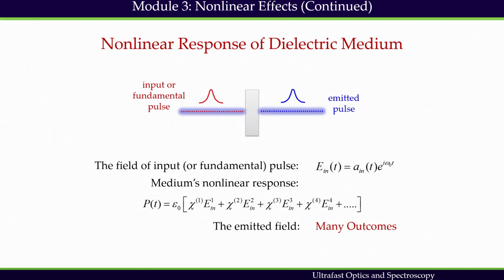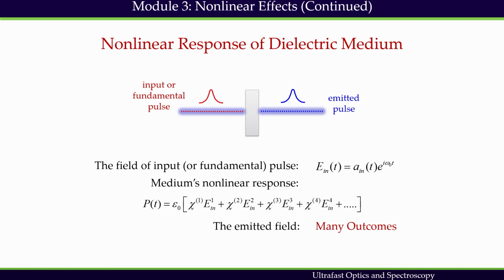Welcome back to module 3 of the course Ultrafast Optics and Spectroscopy. In this module, we are studying different nonlinear effects which can be generated due to propagation of an ultrafast pulse through a dielectric medium. We know that an ultrafast pulse is a propagating electromagnetic wave. Propagation of an ultrafast optical pulse in an optical medium, particularly in a dielectric medium, results in many nonlinear effects.